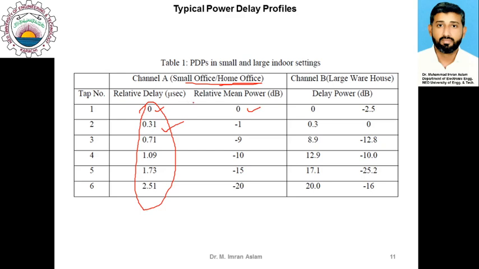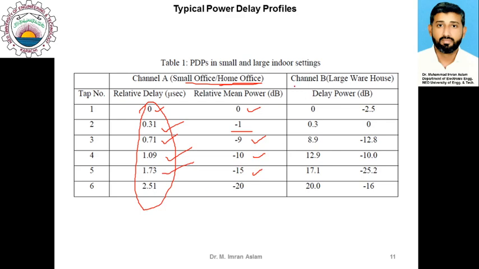With a 0.31 microsecond delay, we see that the relative mean power is actually only -1 dB. With the signals coming with the 0.71 microsecond delay, they are associated with the power of -9 dB, and again, as I mentioned in the previous slide, it's an average value of that power. So this is average received power. Signals coming with 1.09 relative delay are associated with the -10 dB average power. Signals coming with 1.73 are associated with the -15 dB power, and so on.